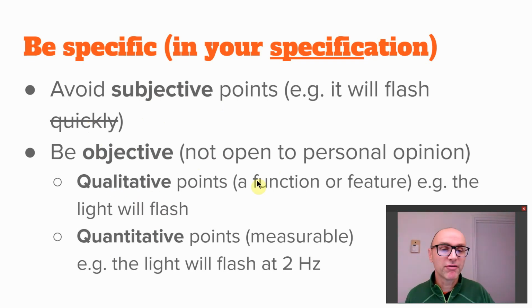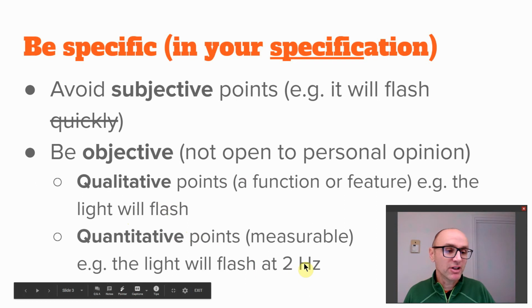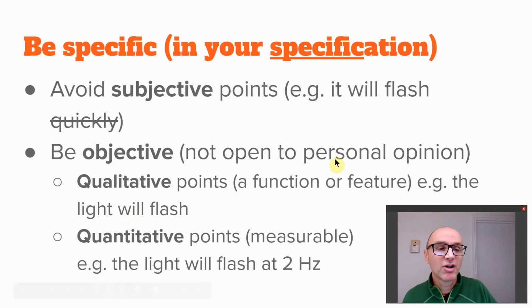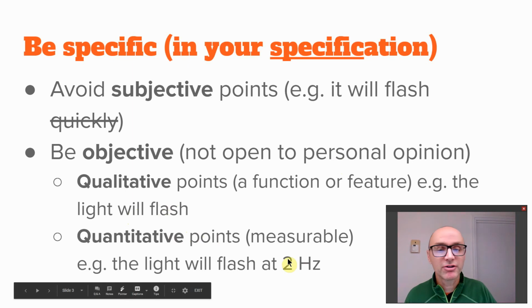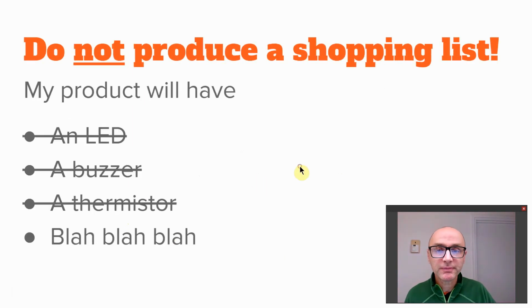Now, the qualitative things are functions and features you can just list off. Like, for example, the light will flash. Okay, it either will or it won't. So if it does, then you meet that point. So you can be qualitative, just like something being there. You could also be quantitative, give something that's measurable, like saying the light will flash at 2 hertz, 2 times a second. So once again, they're objective things. It's not personal opinion. It either flashes at 2 hertz or it doesn't, or it flashes or it doesn't flash. Okay, so up to you.